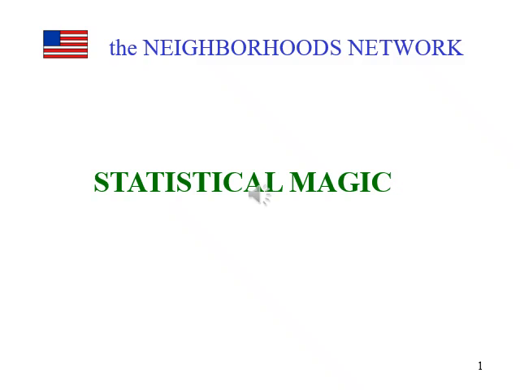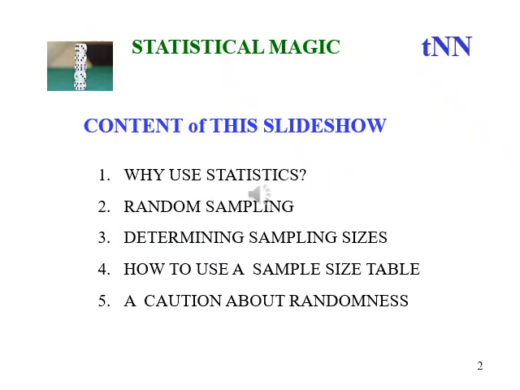This slideshow concerns the use of statistics in the neighborhoods network. Content in this slideshow: 1. Why use statistics? 2. What's random sampling? 3. Determining sample sizes. 4. How to use the sample size table. And finally, 5. A caution about randomness.